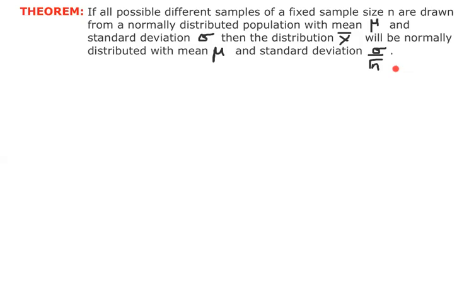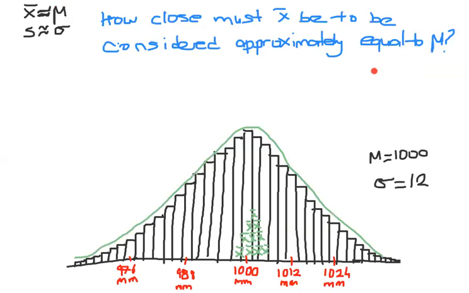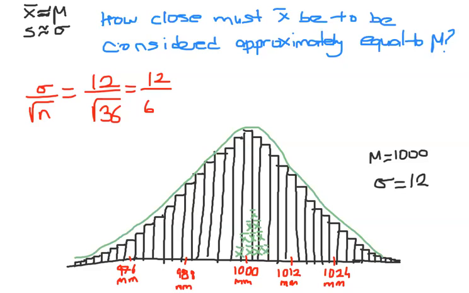So in our previous example, the one we gave at the beginning, mu is equal to 1000 millimeters and sigma is equal to 12. Our new standard deviation is calculated as sigma over square root of n. Sigma is given as 12, and we have 36 samples. When we do this calculation, we have 12 over 6, which is 2.